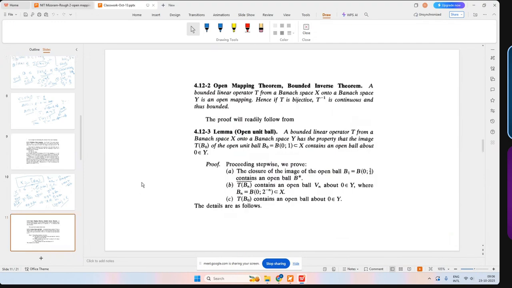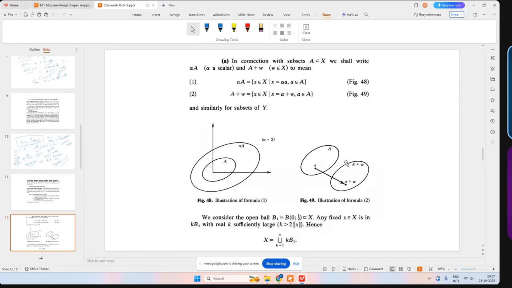So the proof starts with a preparatory lemma, 4.12.3, and not a very tough lemma. But what you have to notice is the notation. Slightly, the notations are different in this particular proof, but this notation is not used everywhere. B naught is called a ball of radius 1 around 0, and Bn is the ball of radius 2 raised to minus n around 0 in X. That is the notation of this.